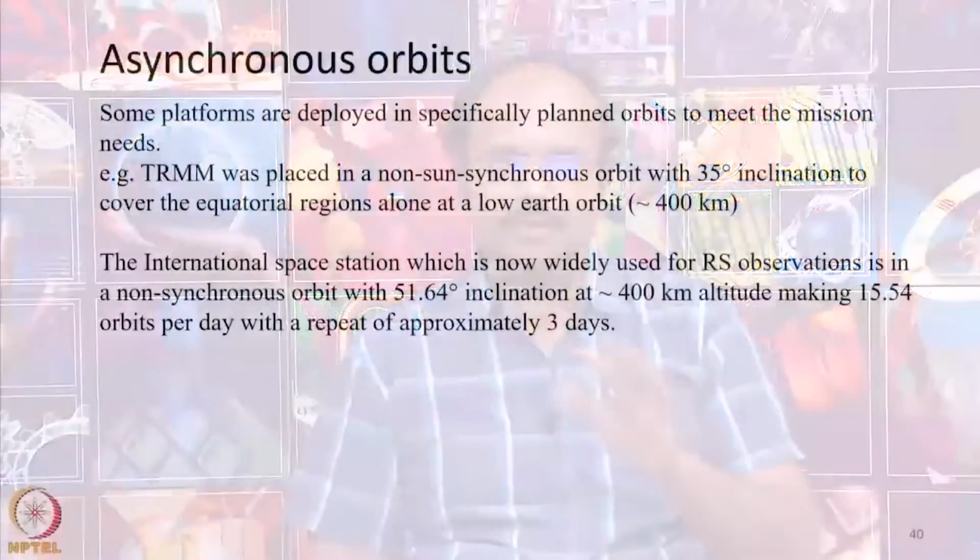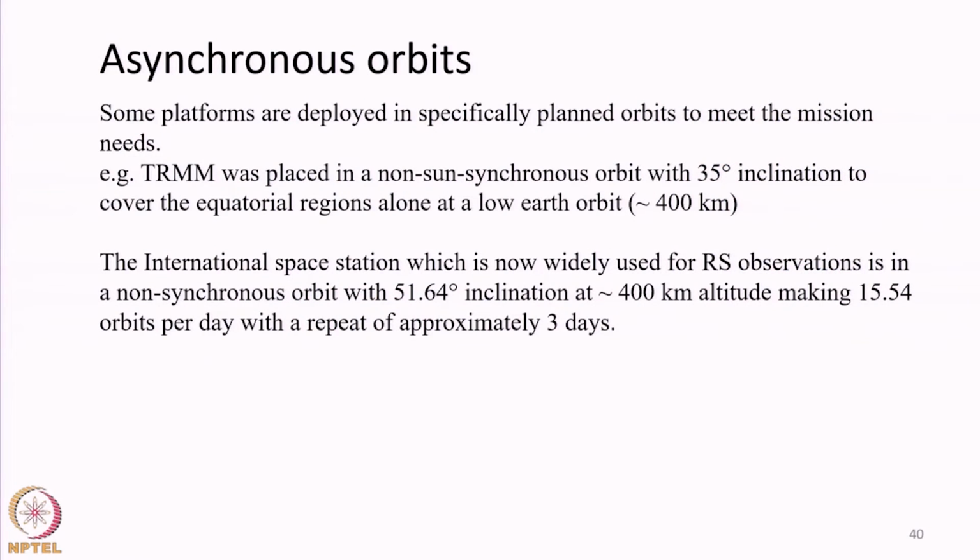A very good example was a satellite called TRMM, primarily for measuring rainfall in the tropics, with an inclination of 35 degrees and 400 kilometer orbital height. It was an asynchronous satellite. Similarly, the International Space Station, which is now a home of several remote sensing sensors, GEDI, ECOSTRESS and all, that ISS itself is a satellite platform now. It is in an asynchronous orbit. Say today it may overpass over Mumbai in the morning, after a few days it may overpass in the evening time and so on.